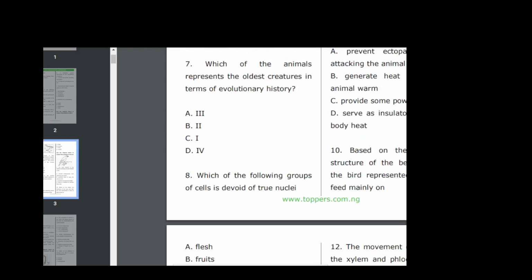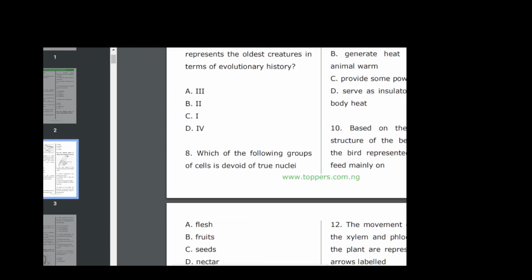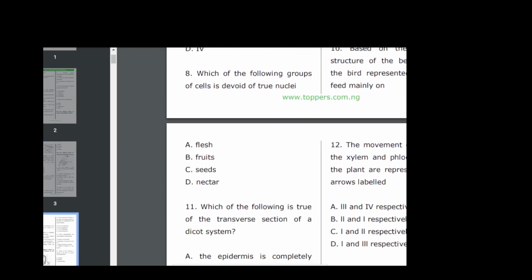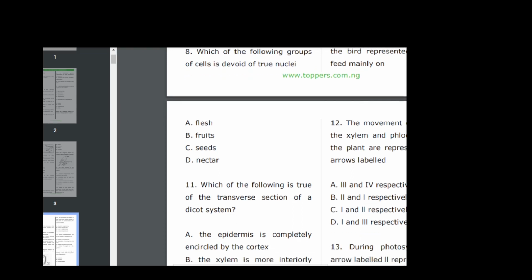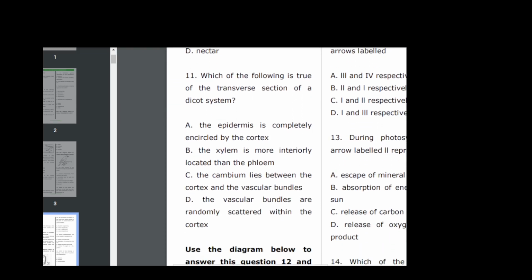So, sorry. We have the answer to that question to be what? A. We have 3 and 4. Xylem 3 and then phloem is 4. So that is the answer to that question.